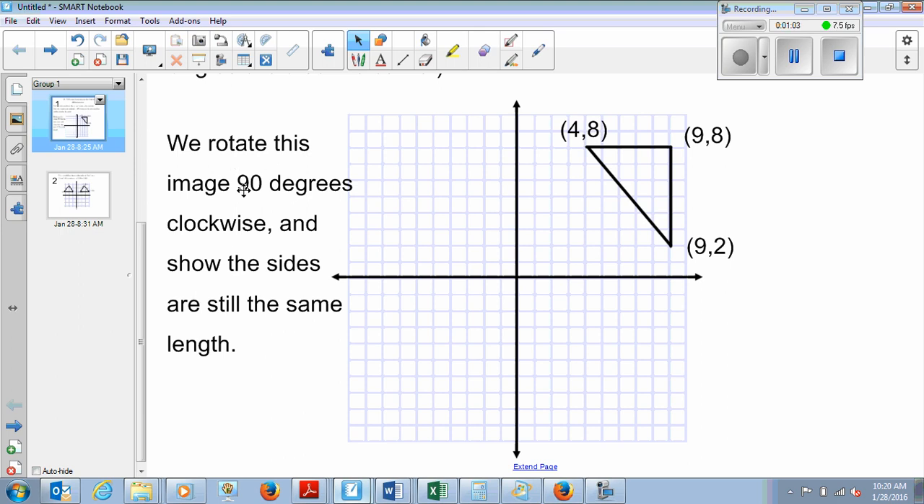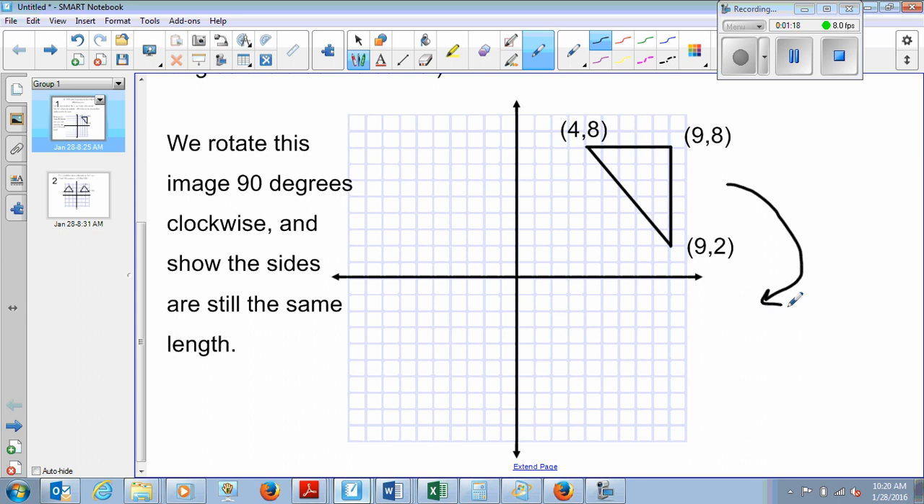So we're going to rotate this image 90 degrees clockwise, and we're going to show the sides are still the same length. So remember, clockwise, we're going the same direction as the clock. So right now we're in this quadrant. So if it's rotated 90 degrees, everything's going to come down to this quadrant down here.